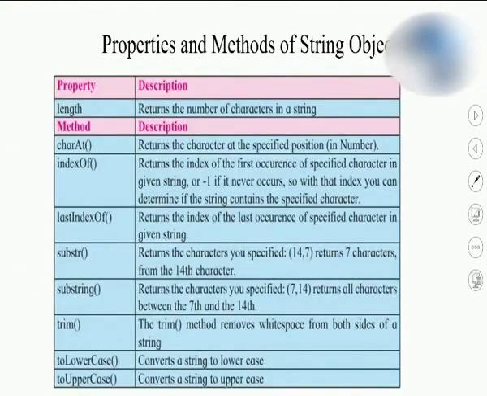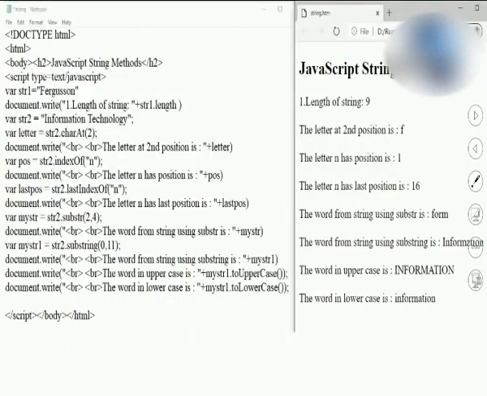Students, now observe the properties and methods of the string object. Over here I have specified the string Ferguson. This is a string first. If I execute it, this statement will get executed, which will count the length of the word Ferguson. Here the word Ferguson has 9 characters, so it is saying 9 over here. It is going to count how many characters are there in your string.